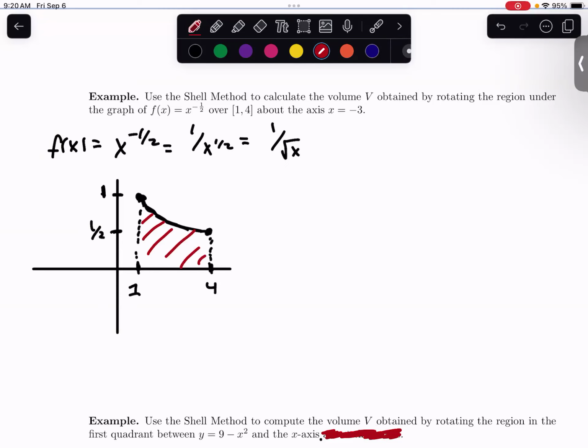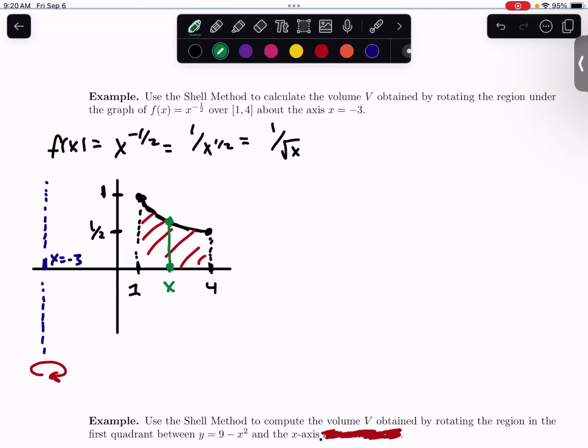What's different about this problem versus the problem that we had before is the axis of rotation is about x is equal to -3. So I'm just going to draw this vertical line. This is the axis of rotation at x is equal to -3. This is what we're rotating about. Now if we take a random cross section in our region, we're going to label this point as some random point x that lives between 1 and 4, and we draw this cross section.